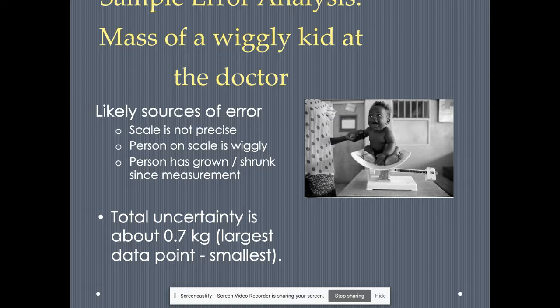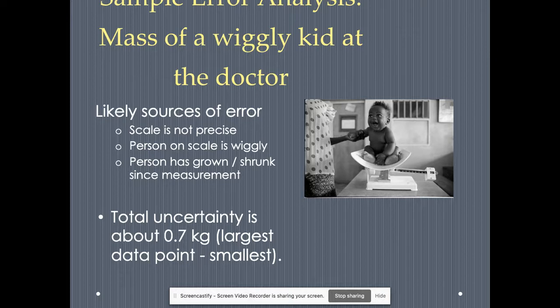Let's say I take each of those then. Let's say the scale isn't precise. By how much? Maybe 0.2 kilograms. The person on the scale is wiggly, so maybe that messes with it by 0.4 kilograms. And then the person has grown or shrunk, so by 0.1. And so look, total uncertainty. You add all those possible amounts of error up, and that's your total uncertainty or your total error. Okay. When we start doing this more and more, and especially when we start graphing, this will make a whole lot more sense.